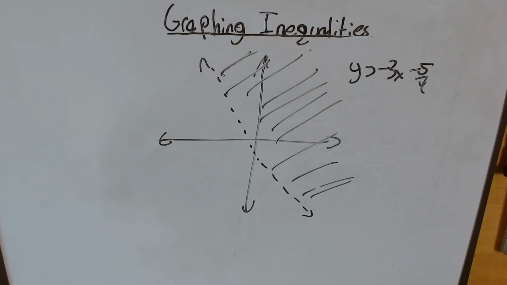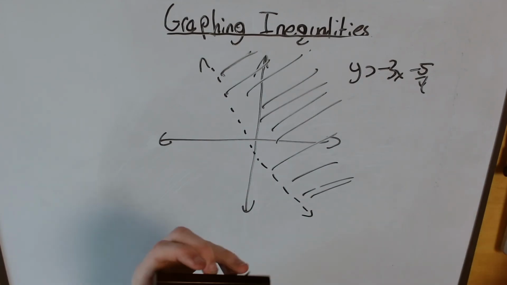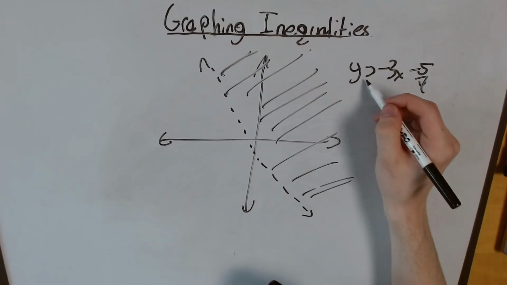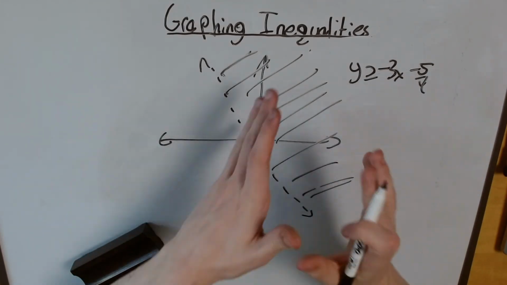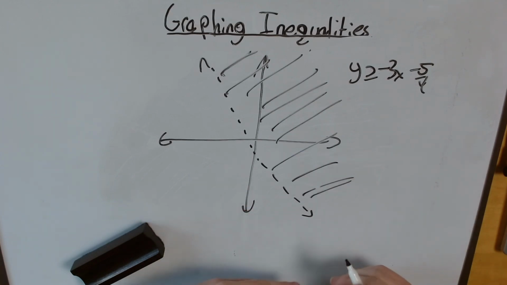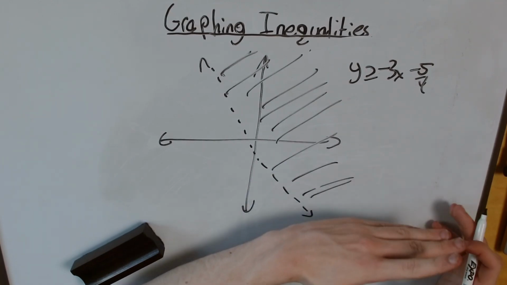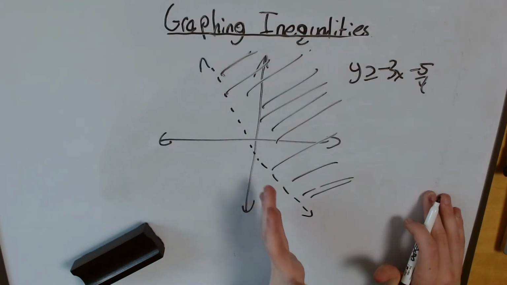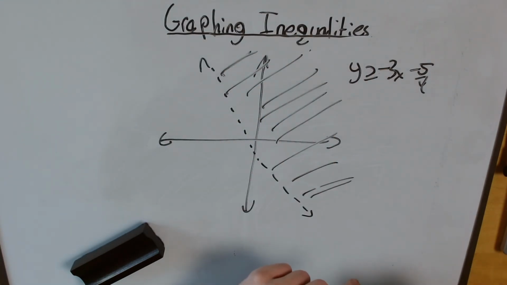All right, so all told, that is how you graph inequalities. It's a pretty simple procedure. Just remember, if it's greater than, you're shading above. If it's less than, you're shading below. If you're including or equal to, that means you're gonna have a solid line. If it's not, that means it's gonna be dashed. That's it. Other than that, it's a lot like graphing your standard lines.